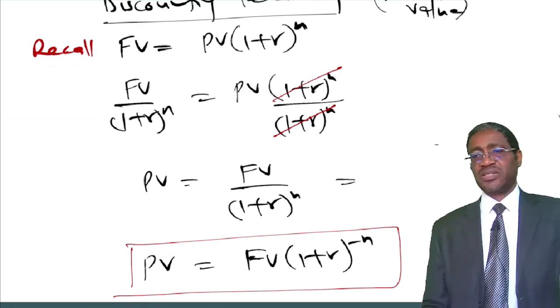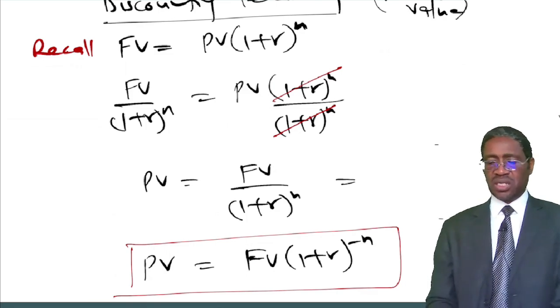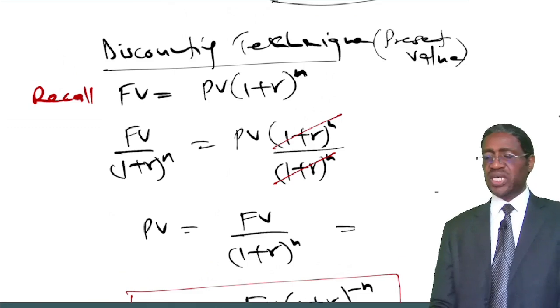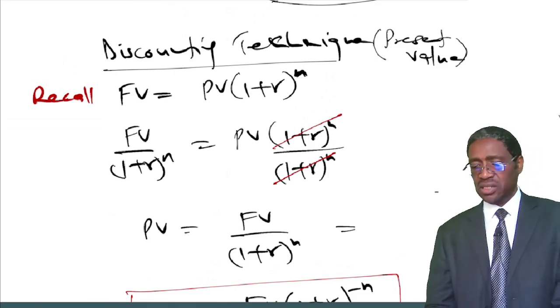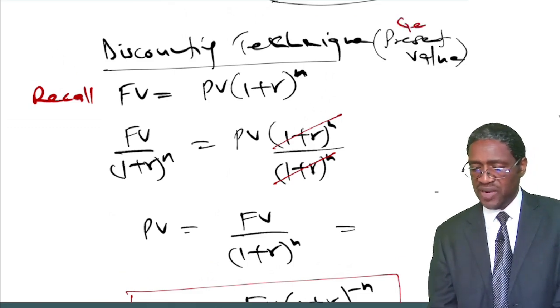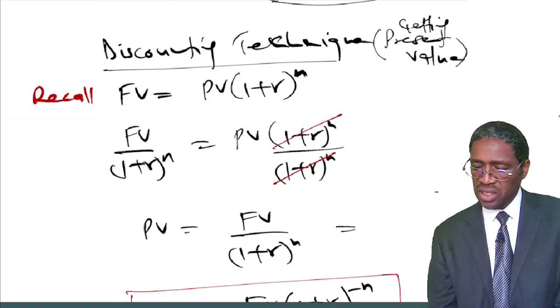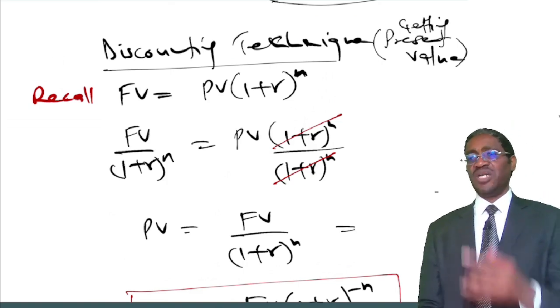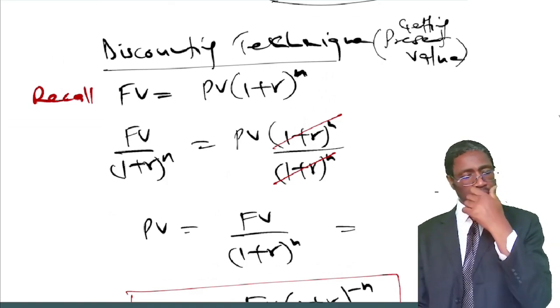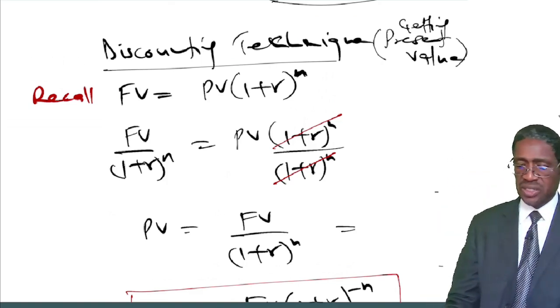Just copy that. So we are discussing the discounting technique, that is, getting the present value. Maybe you can add that so that you know what you are trying to get. Getting the present value in brackets.